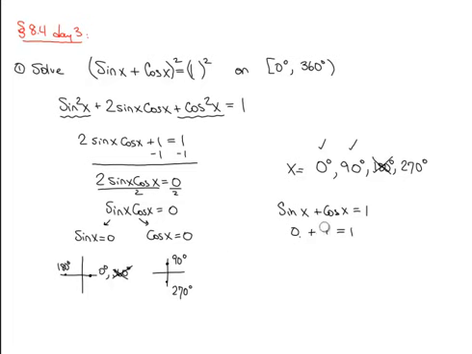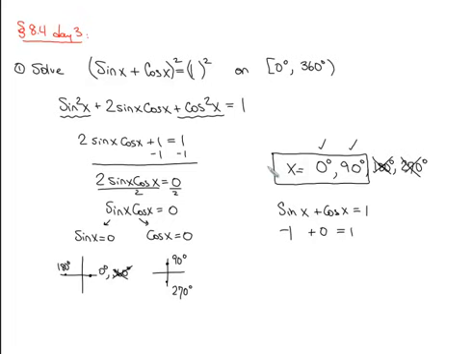Likewise, at 270, sine is negative 1, cosine is 0. This equals negative 1 again, so this is also an extraneous solution. So because of that, sorry, some of you may have still been copying that. Because of that, our only two actual solutions to this original equation are 0 degrees and 90 degrees.